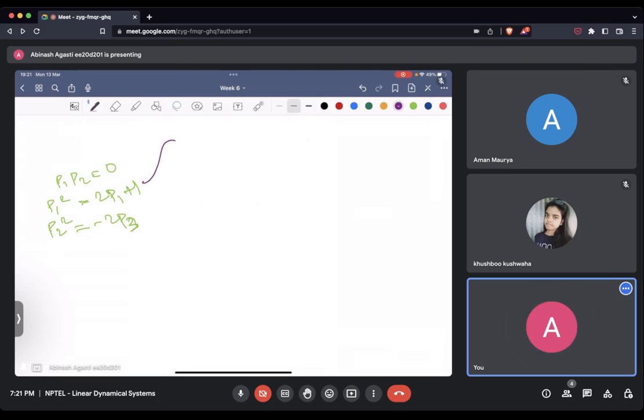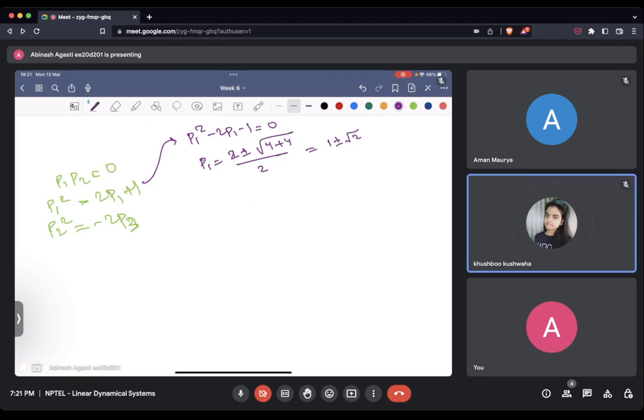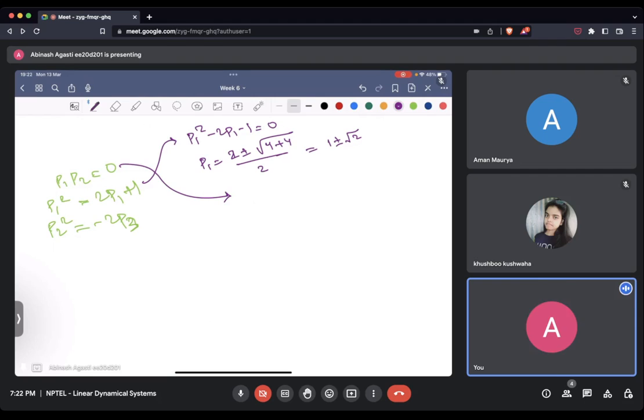Okay, first is this quadratic p1 square minus 2p1 minus 1 equal to 0. So p1 is what? 2 plus minus root of 4 plus 4 by 2. So 1 plus minus root 2. This is what we got. Yes, sir. Then from here, p1 is clearly not equal to 0, so p2 equal to 0. And finally from here p3 equal to 0. Correct?